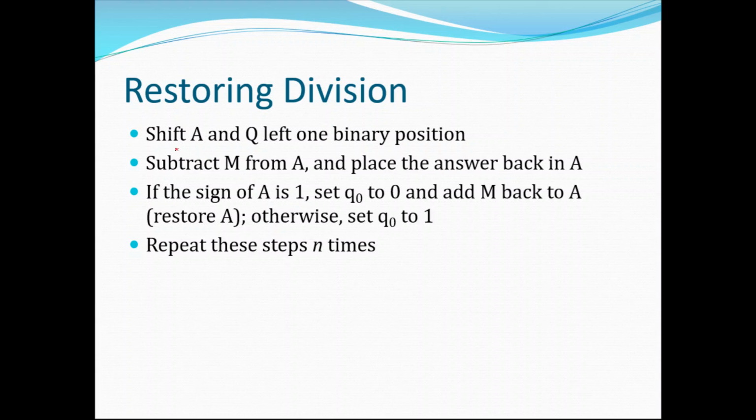What it says: shift A and Q left by one binary position. Subtract M from A. Subtract in the sense actually take 2's complement of M and add it with A, and place the answer in A. If the sign of A is 1, set Q naught to 0. If it is a negative number, set Q naught to 0 and add M back to A, that is restore A. Otherwise set Q naught to 1. Repeat these steps for n times. n represents the number of bits.